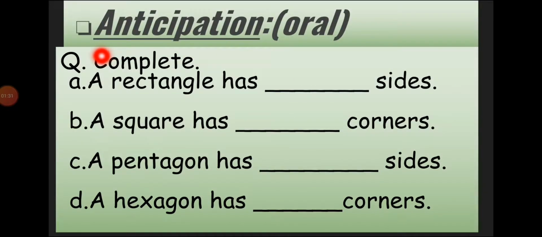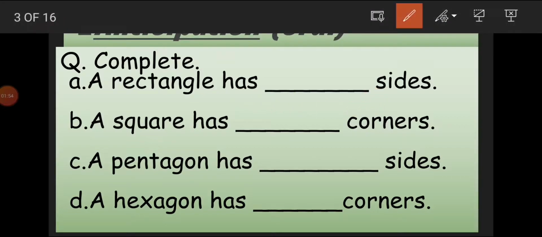Now anticipation. It's oral, just to recall our 2D shapes. Question A, complete: a rectangle has dash sides. Do you remember the shape of a rectangle? It has 4 sides and 4 corners. The 2 opposite sides are of the same length. A rectangle is a 2D shape and it has 4 sides. So let me write 4 here.